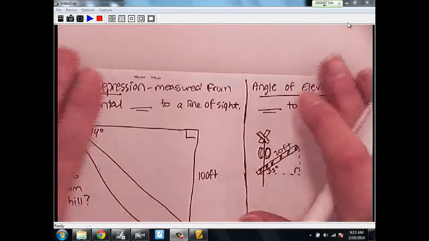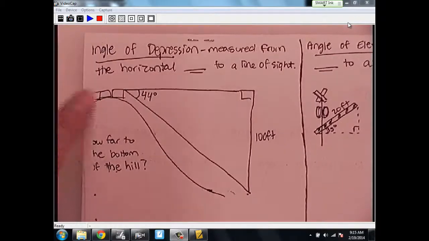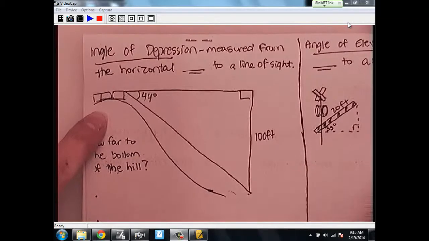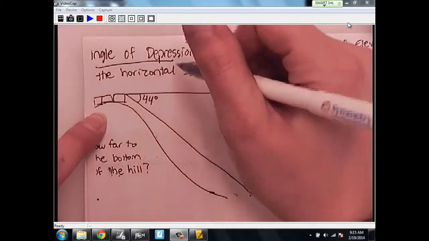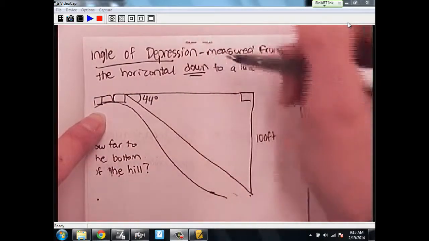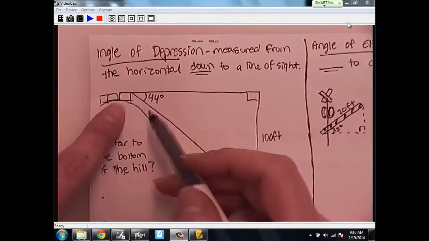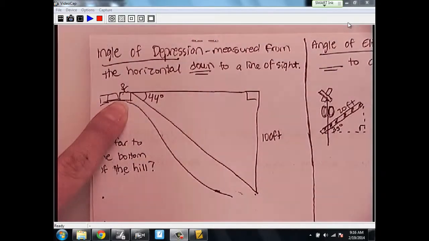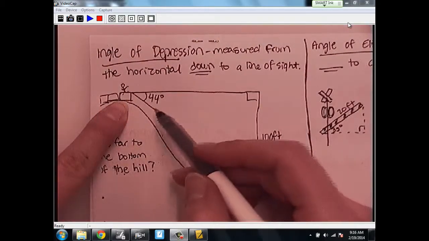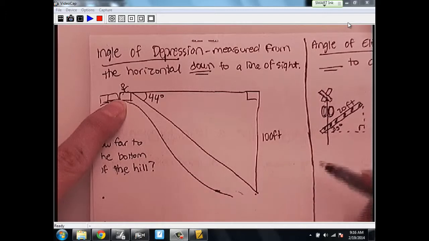On the back, we're going to talk real briefly about angle of depression and angle of elevation, just so that you're familiar with it. We go to Cedar Point. We have this roller coaster ride, and we talk about angle of depression. It's measured from the horizontal down to a line of sight. So up here at the top, we have Haley. She's riding a roller coaster, and she's looking at her friends down here at the bottom of the roller coaster, waiting for her at the end, right?